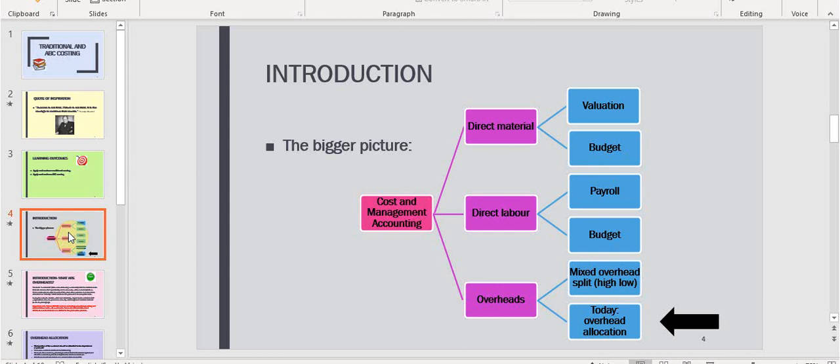In our current syllabi, we've already covered, in terms of direct material, our valuation, where you studied the FIFO and the weighted average method of valuation when your inventory is counted from the warehouse to be distributed to the customer, or when a new stock arrives from the supplier. Then we've also studied the material purchases budget, because of course, in order for you to value materials and have it in your warehouse, you need to plan and buy it.